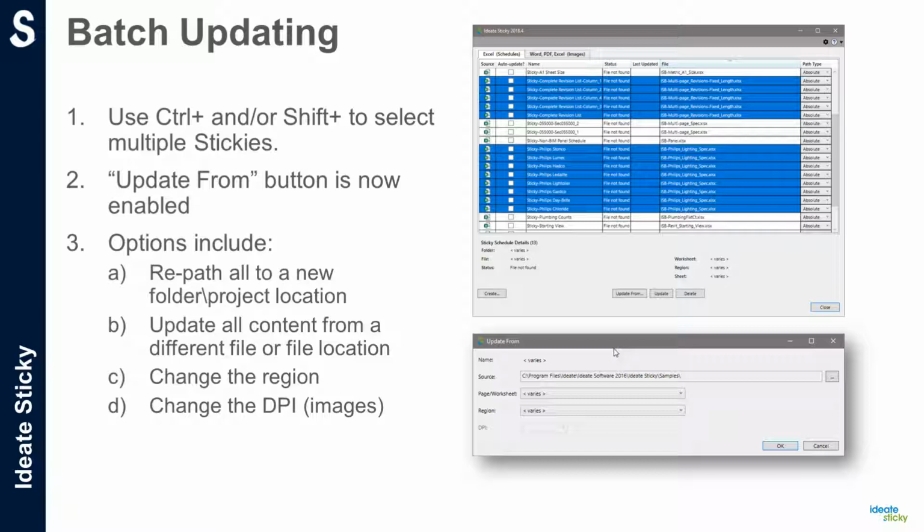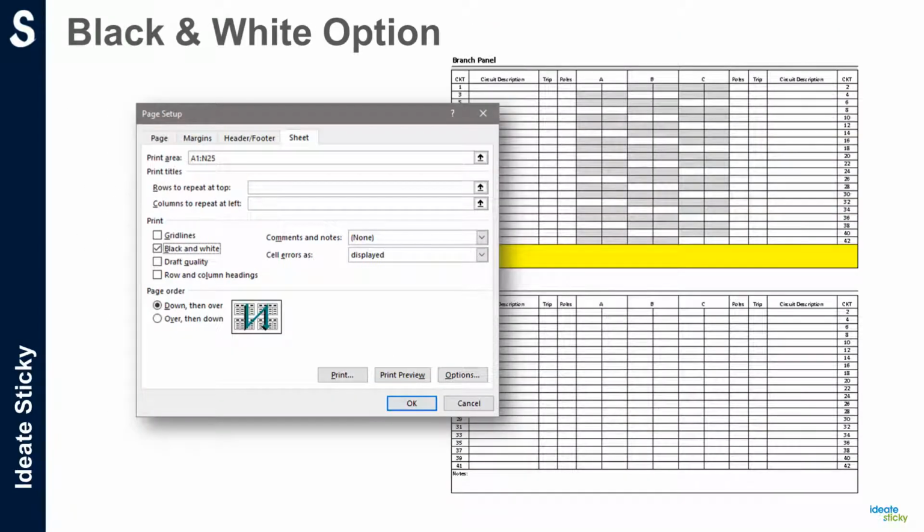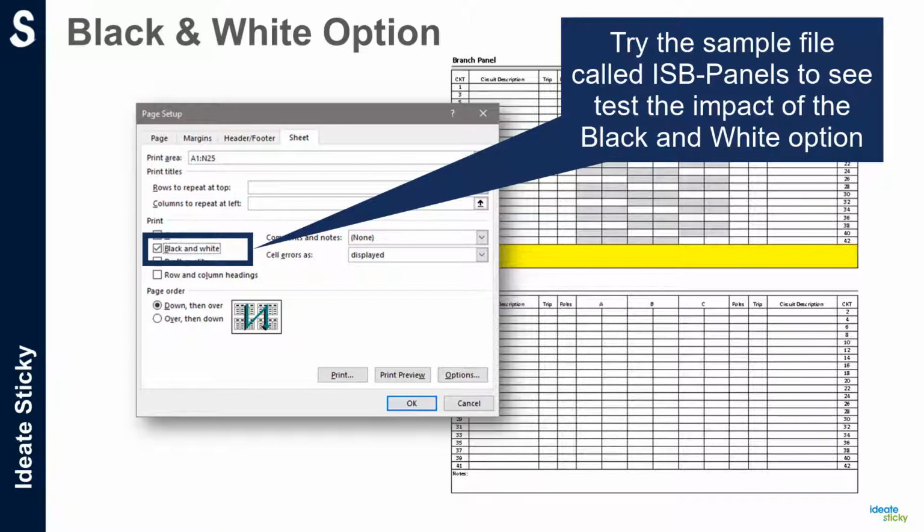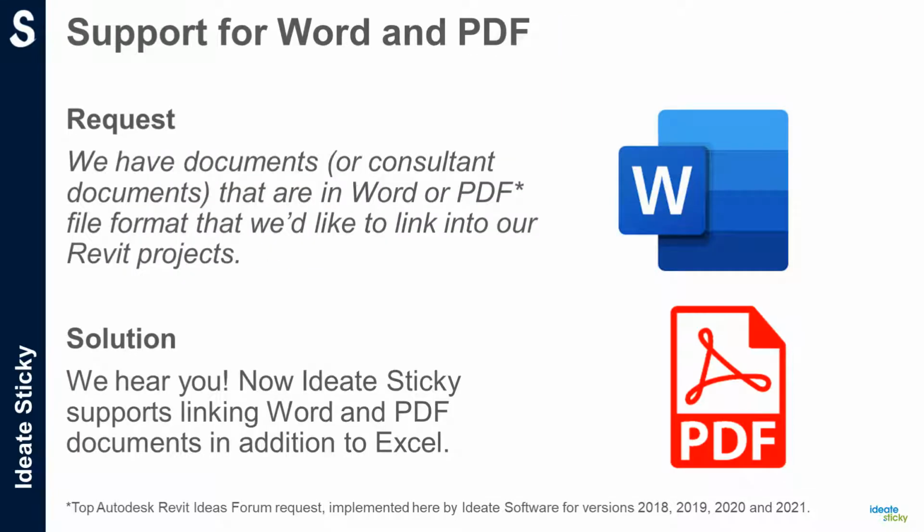Batch updating is sure to save a lot of time in managing your stickies, and we're so thankful for all the great feedback we've had on that feature. We hope you enjoy. If you are a fan of the black and white feature shown here, you can thank those customers who made this nice feature request. Now, when this Excel page setup feature is checked, your stickies will print as expected without the use of color or grayscale.